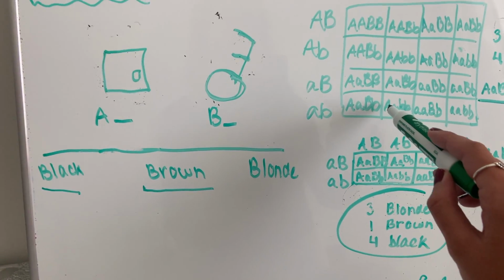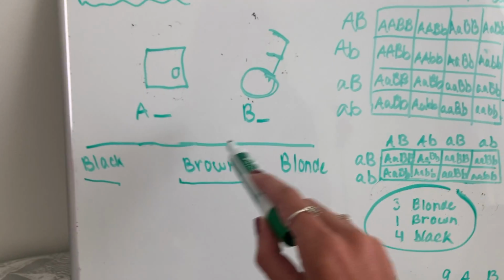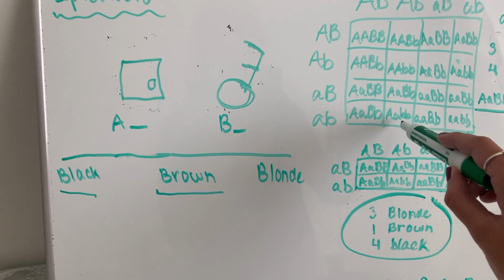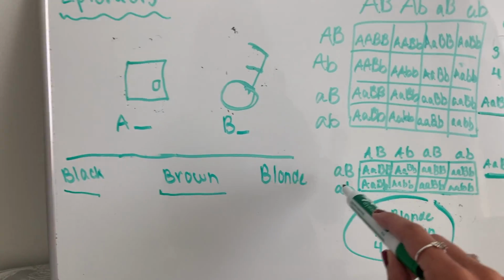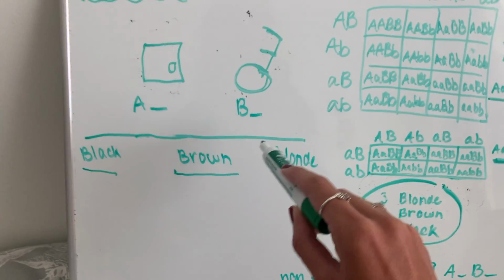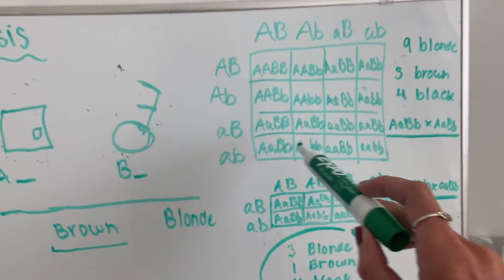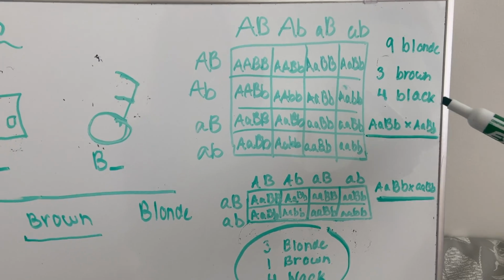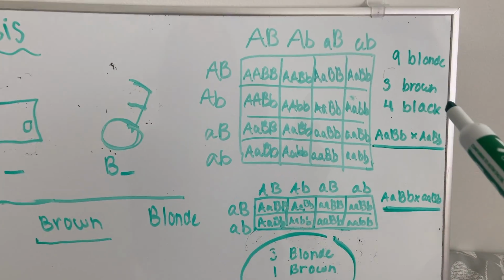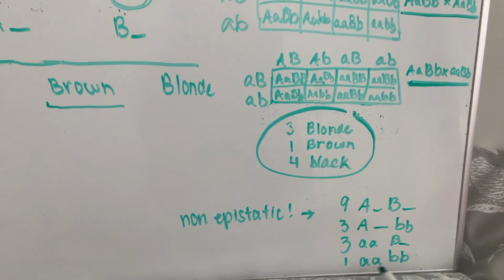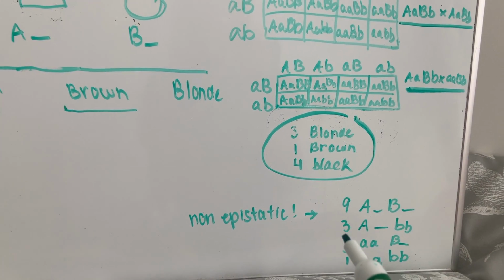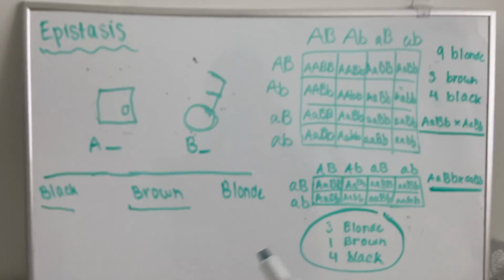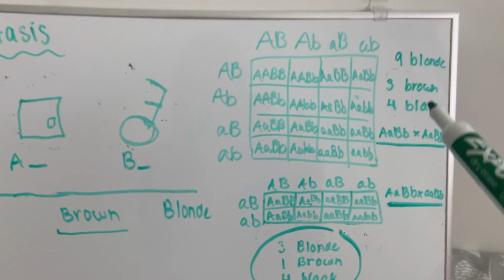Okay, so let's look at big A, little b, little b. We have the address to get to the door, so we're at brown hair, but we don't have the big B allele, the key to get into blonde hair, so we're still at brown hair. So when we look at all of the possible phenotypes here, we get a ratio of 9 to 3 to 4. And we know this is epistatic because looking at a normal non-epistatic ratio, we would get a 9 to 3 to 3 to 1 for all of the phenotypes. So we know that this would be single recessive epistatic because this is a ratio that represents that.